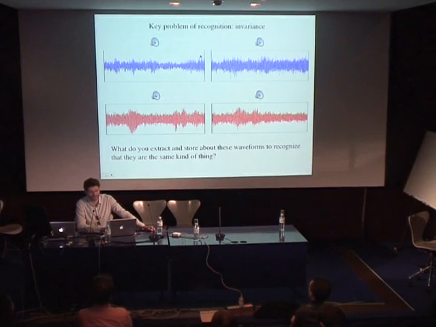You can see that the waveforms are completely different. But as a listener, you can tell that they're the same kind of thing. And so that's really what we're after here. The question is, what is it that you extract and store about these waveforms in your memory, for instance, that allows you to recognize that they're the same kind of thing and that allows you to match them to some stored representation in your memory to understand that, oh yeah, that was a bunch of people talking.